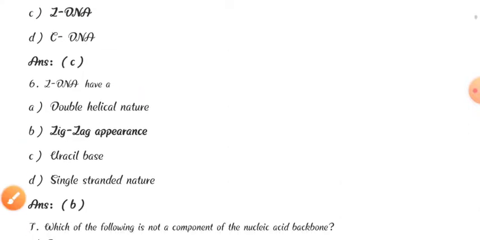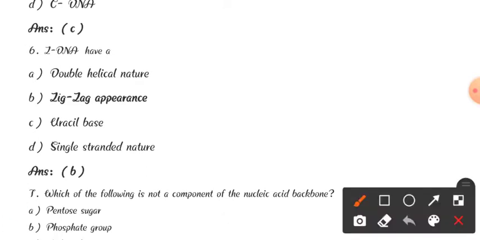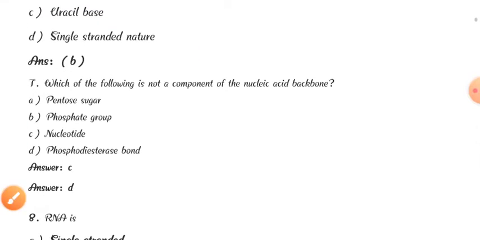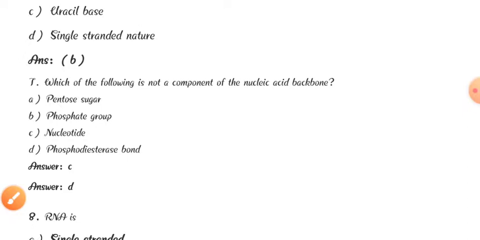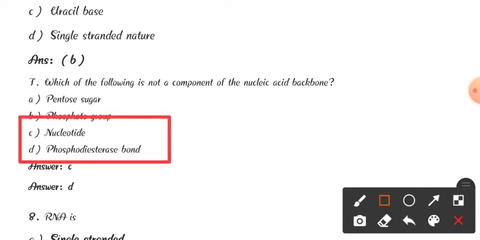Okay, now question number 6, Z-DNA has, option B is the correct answer, that is zigzag appearance. Okay, the question number 6 correct answer will be option number B, that is Z-DNA has a zigzag appearance. Now question number 7, which of the following is not a component of nucleic acid, that is backbone. So friends, that is option number C and D, that is nucleotide and phosphodiester bond is the correct answer. Both are correct answers.